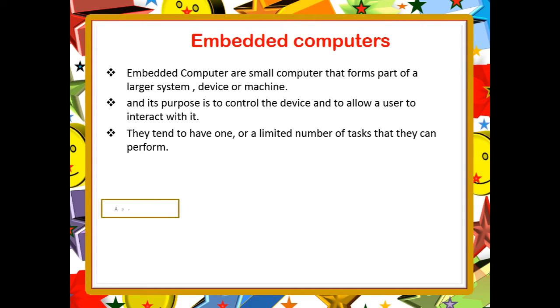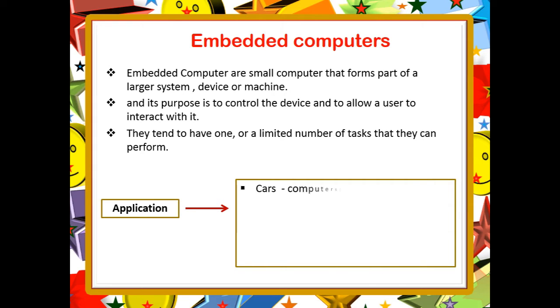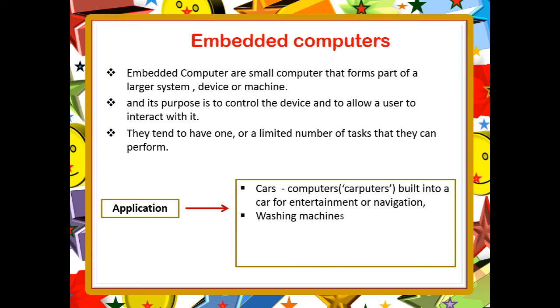A few applications of embedded computers are in cars, for entertainment or navigation purposes. You know about the airbags, anti-lock brakes, and rain sensing wipers. These are all embedded computers which are fixed in the cars. And in the case of a washing machine, it opens or closes the valves of the water to drain out.